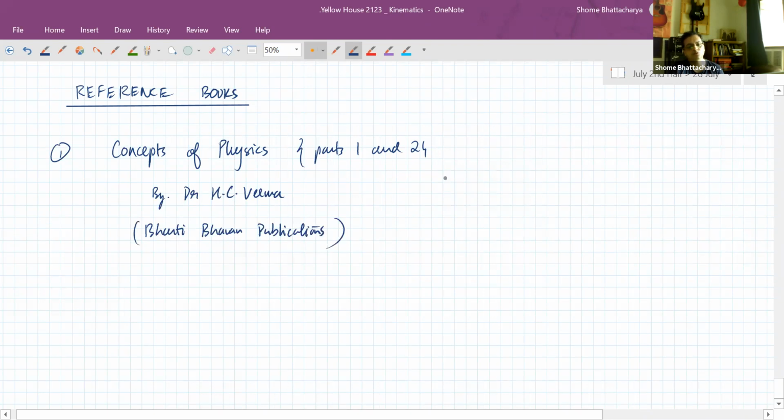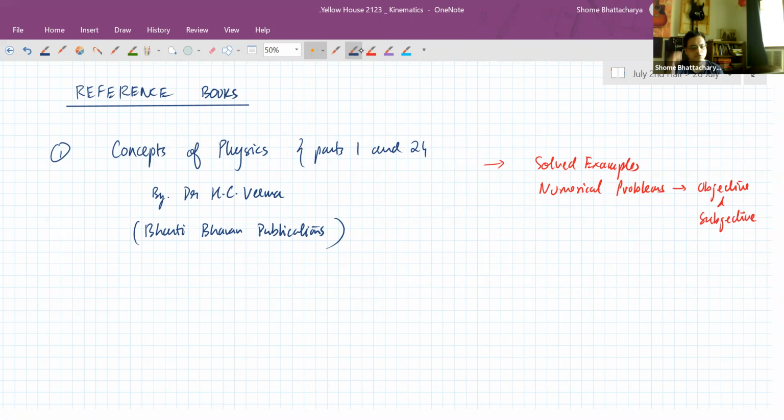So this book will be used for solved examples and numerical problems, both objective and subjective. But this book will not be so useful for theory because the theory is very concise in it. So that's what the second book will be for.